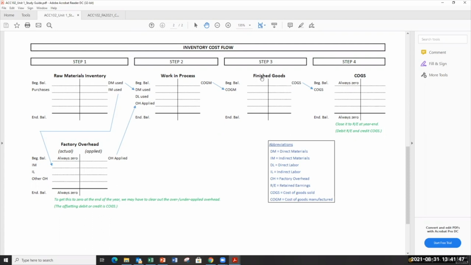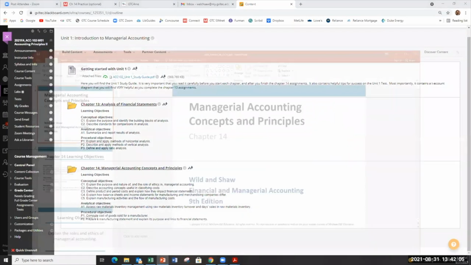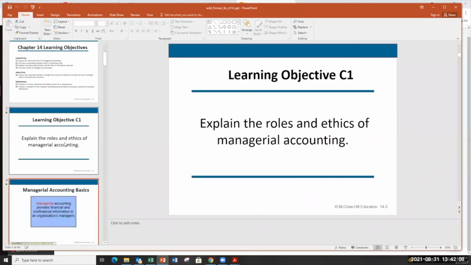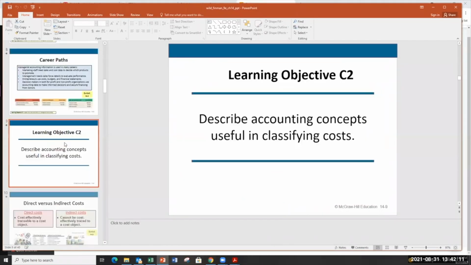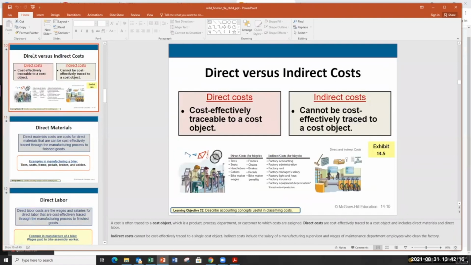This is finished bicycles that are ready to sell. Now, they haven't been sold yet, but they're ready to sell. So we'll debit finished goods and credit work in process. And all these little abbreviations we'll learn about later. So that's just a general overview of the process. Let's talk a little bit about manufacturing. Some terminology that you're going to need.